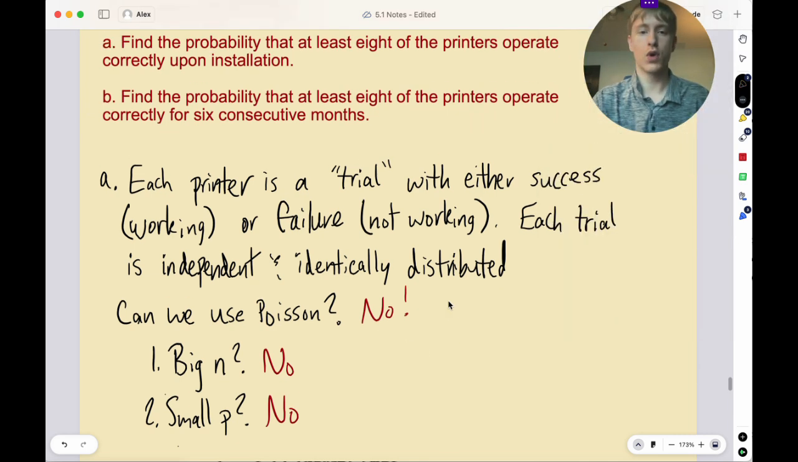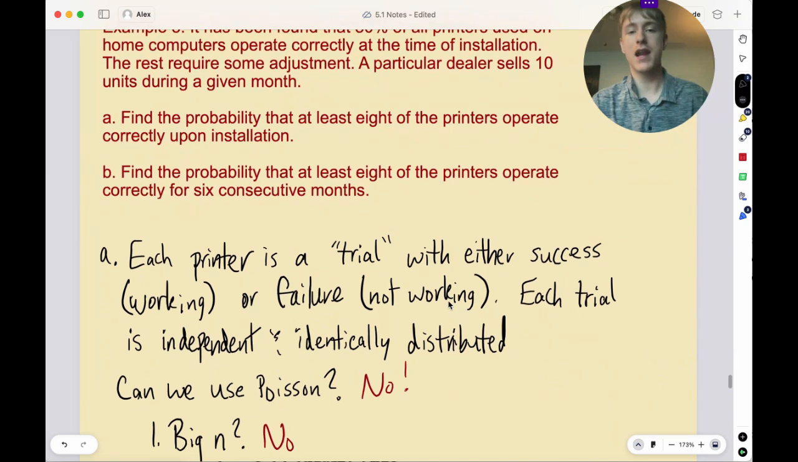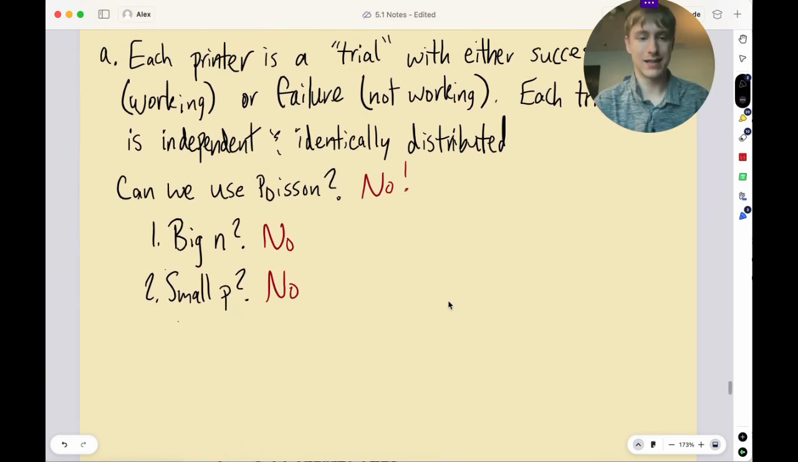Okay, so what are we trying to find? We want the probability that at least 8 of the printers operate correctly. Okay, so we're going to go ahead and let x be the random variable of number of printers that are operating correctly.